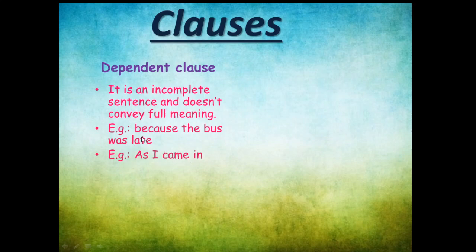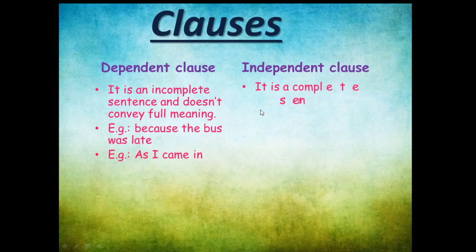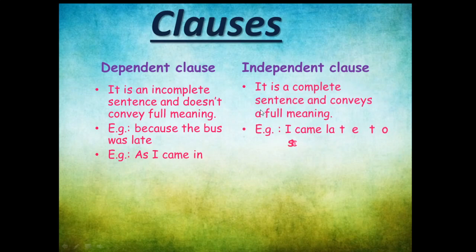But when I add "as" to it, a dependency is being felt. So this type of group of words, which is complete in itself but doesn't have a full meaning, is called a dependent clause. Coming to the next type, independent clause. It is a complete sentence and conveys a full meaning.